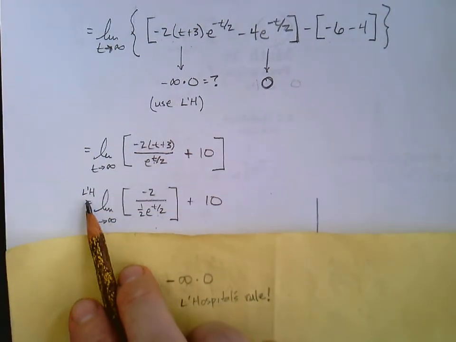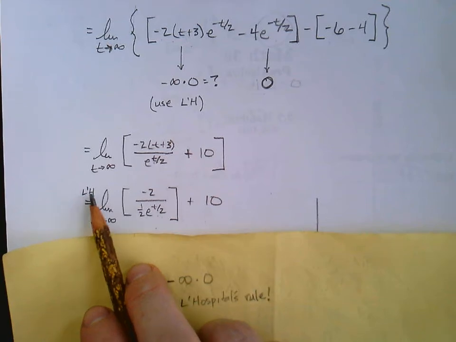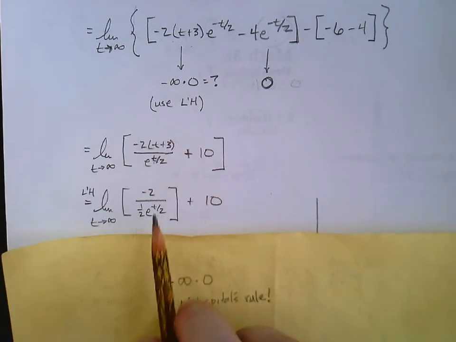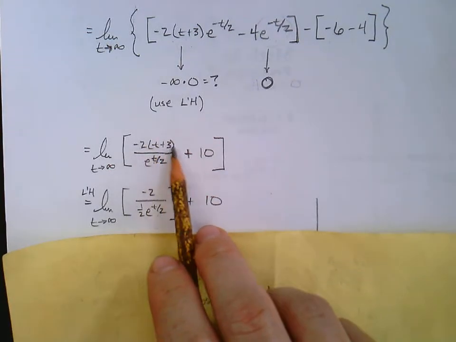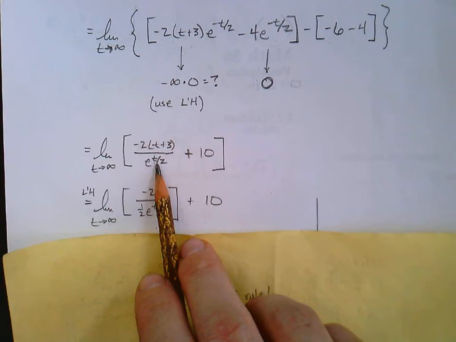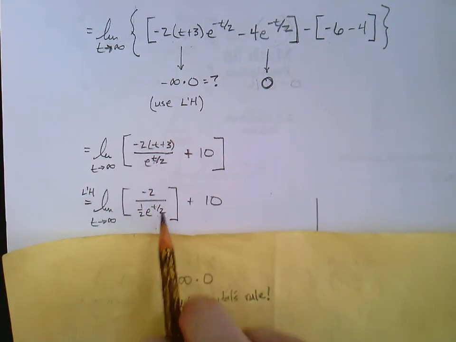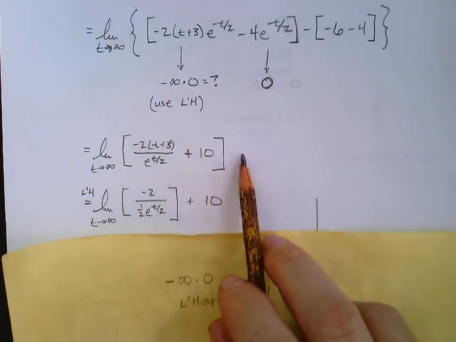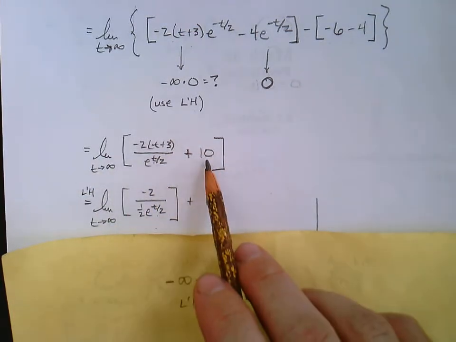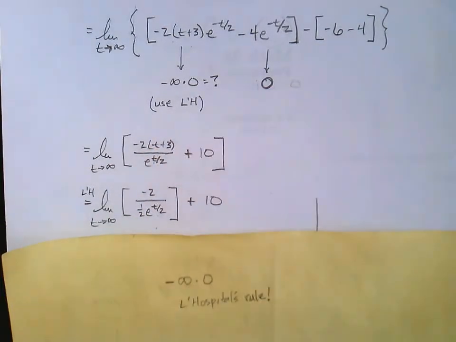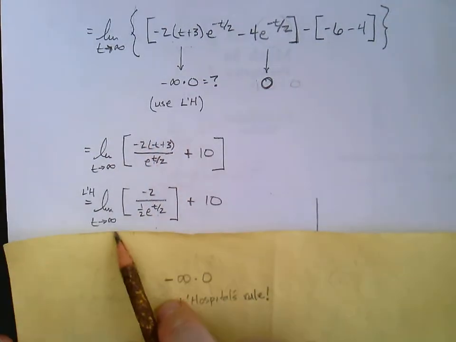And what do we got? Remember, we write the L apostrophe H over the equal sign when we use the rule. Limit as t approaches infinity. And what are we doing? Take the derivative of the numerator. Well, that's negative 2. Take the derivative of the denominator, 1/2 e to the t over 2. And we can separate that plus 10 because the limit of 10 is still just 10. Okay, so now we've used the rule, and now we're going to try it again.